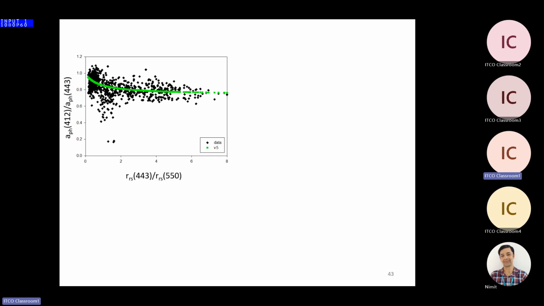Again, empirical. Generally speaking, APH 410 or 412 divided by APH 443 is a number smaller than 1.0 and in a small dynamic range. As shown here, it does not vary by orders of magnitude. It's in a small range. So we used a simple formula to try to estimate this.